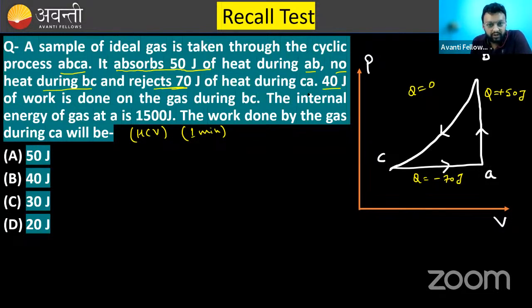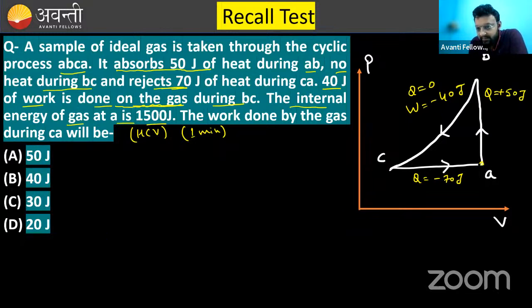Next statement is 40 joule of work is done on the gas during BC. Now again you can read it out, on the gas is again negative. So 40 joule of work is done on the gas during BC. So BC is this process. Work done is minus 40 joule. I think clear.